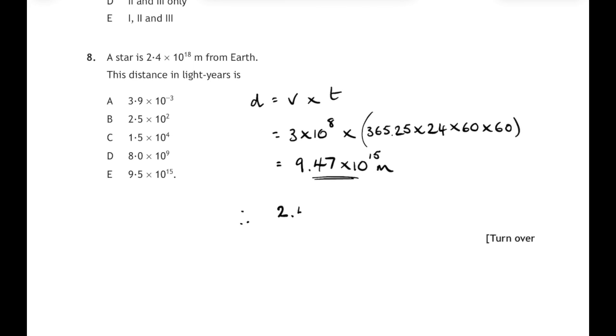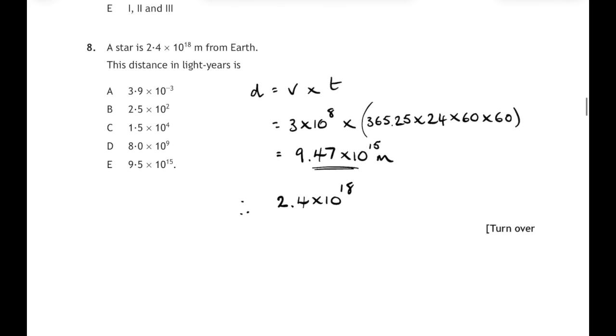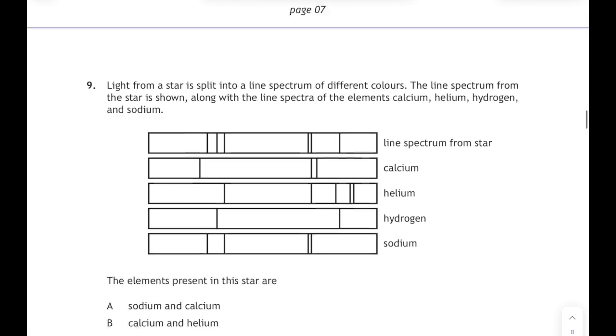So if that's 1 light year, then all we have to do is divide 2.4 times 10 to the 18 divided by 9.47 times 10 to the 15, and that will give us the distance in light years. And if you do that correctly on your calculator, it comes out as 253.43 and so on, but we're going to round it again to two significant figures. So it's 2.5 times 10 to the 2. It's quite tricky because all the answers are given in standard form there. But 250 is the same as 2.5 times 10 to the power of 2. So that's 8B.